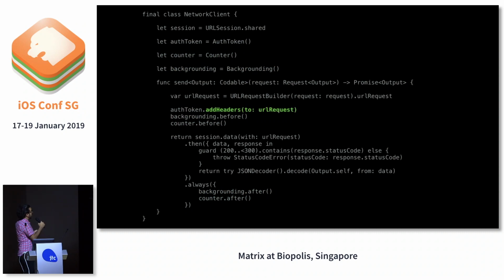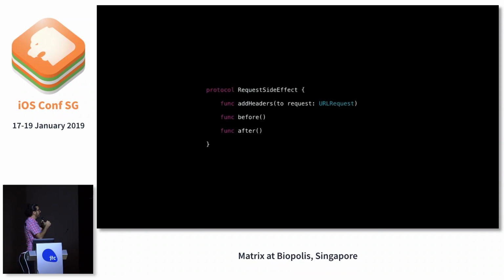So that's good. So we have the green stuff, which is any headers that we need to add. We have the blue stuff, which is anything that needs to happen right before the request, and the red stuff, which is anything that happens after the request is over. So if we take those three messages, we can turn those into a protocol. And so this I'm calling request side effect for now.